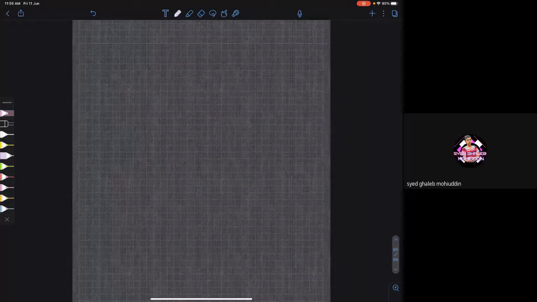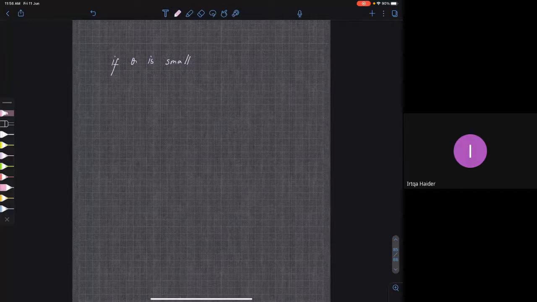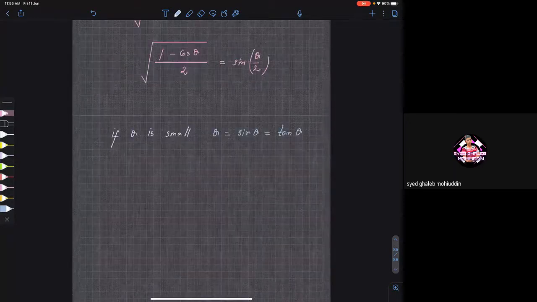The last thing I want to revise is, if theta is small, sin theta is equal to tan theta, equal to theta. Remember? And there are several other things that we learned, like slope of a line. Maybe you remember that, right? So I'll proceed to the next topic now.